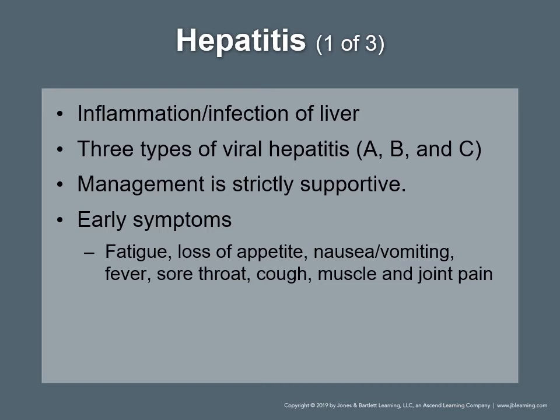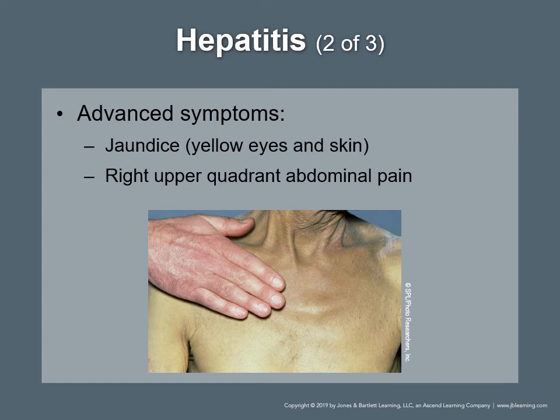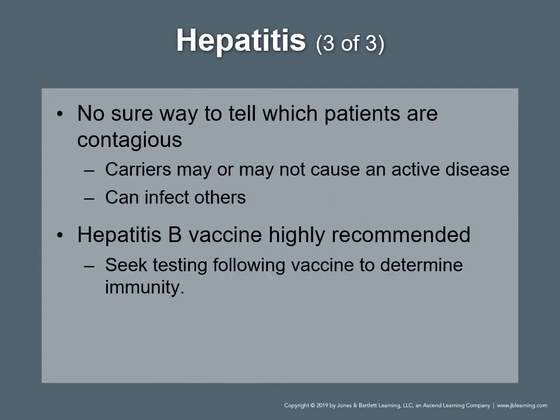Depending on severity, patients with hepatitis may be asymptomatic or may have a variety of signs and symptoms. Early signs include loss of appetite, nausea and vomiting, fever, fatigue, sore throat, cough, muscle and joint pain. Several weeks later, they may appear jaundiced, which is yellowing of the eyes and skin, and they may have right upper quadrant abdominal pain develop.